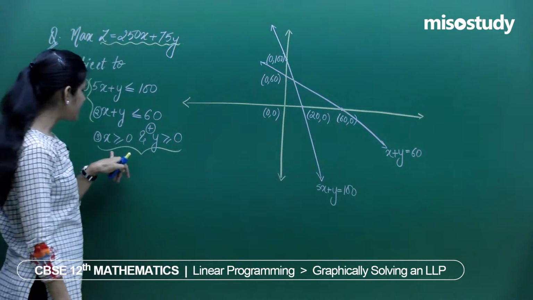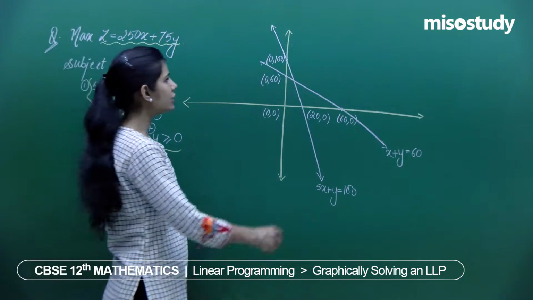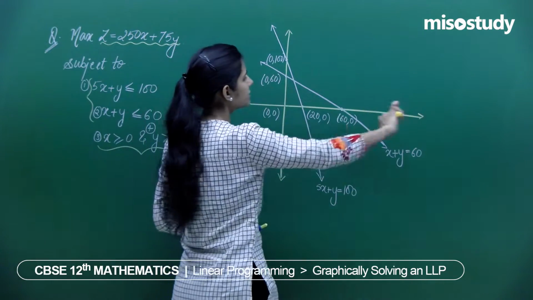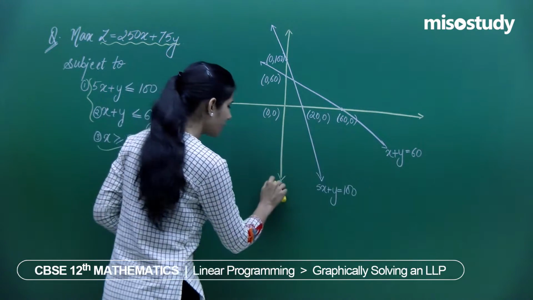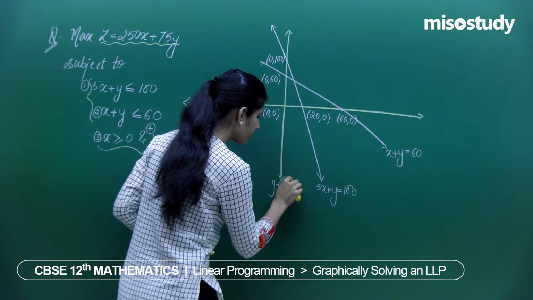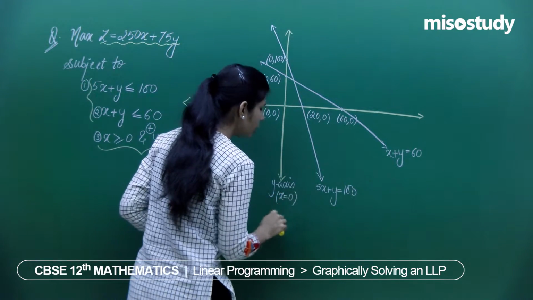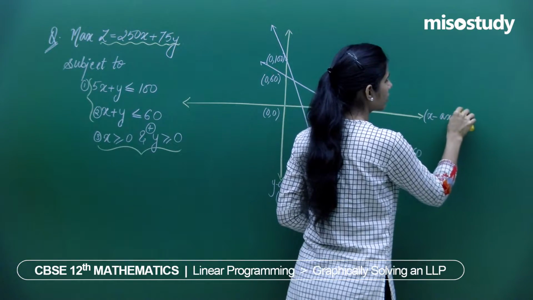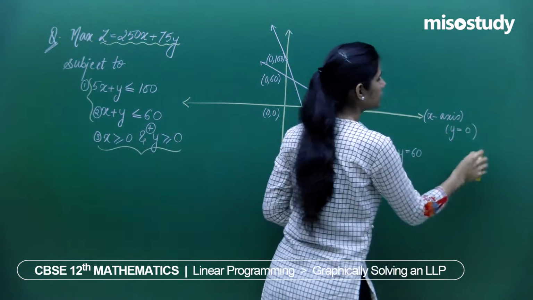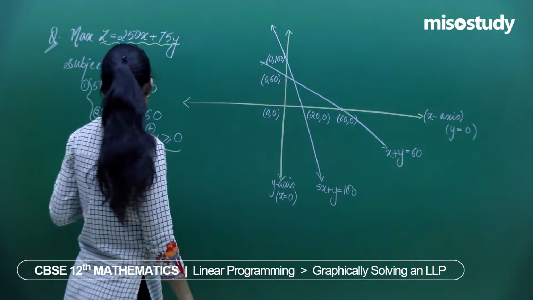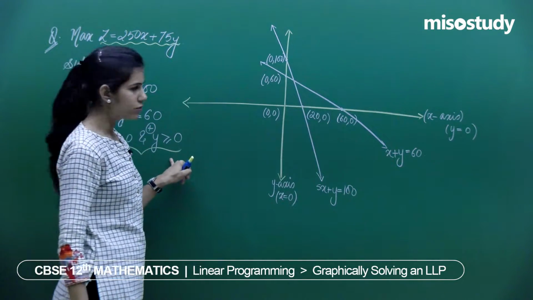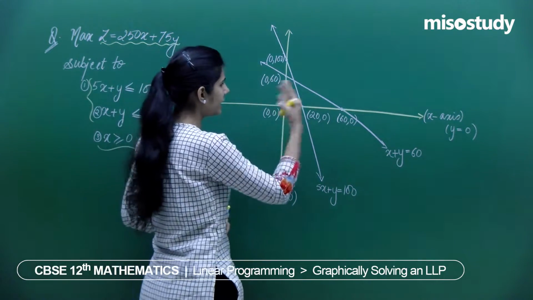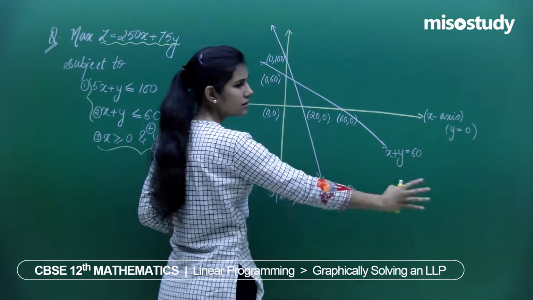After that, you had x equals 0, y equals 0. x equals 0 is the y axis, y equals 0 is the x axis. This is my y axis, that is x equals 0, and this is the x axis, that is y equals 0. I want x greater than or equal to 0, y greater than or equal to 0. x equals 0 is this, greater than 0 would be this side.